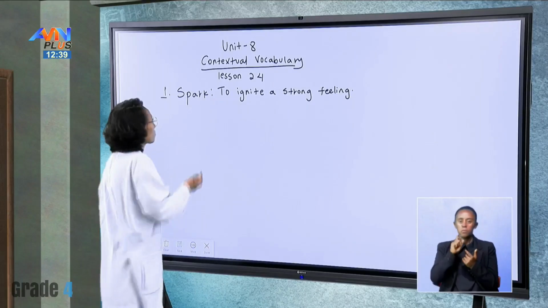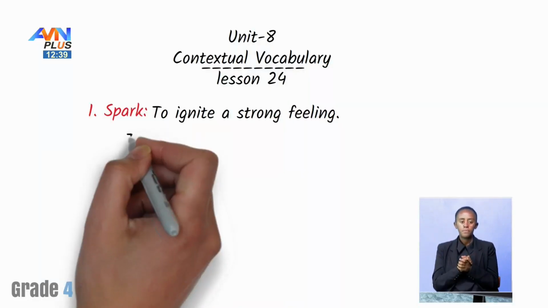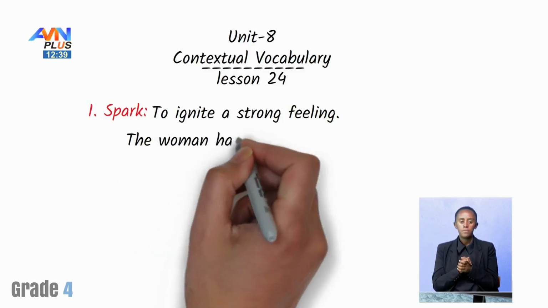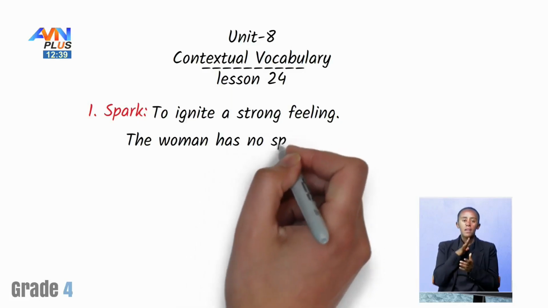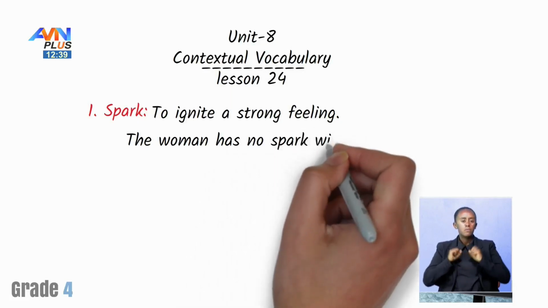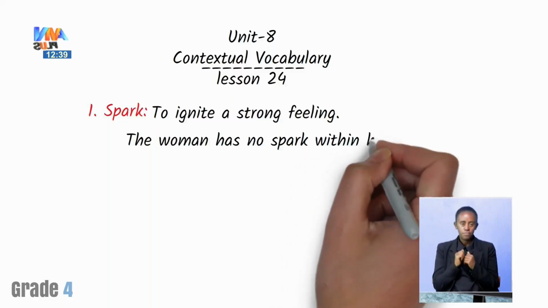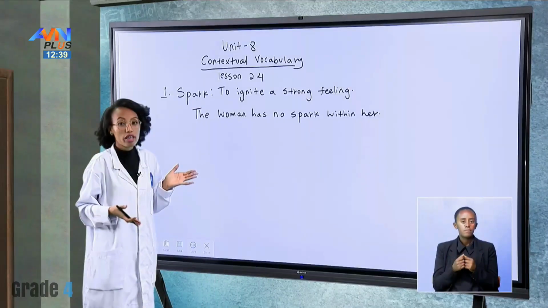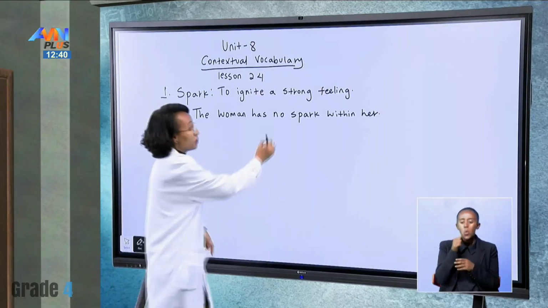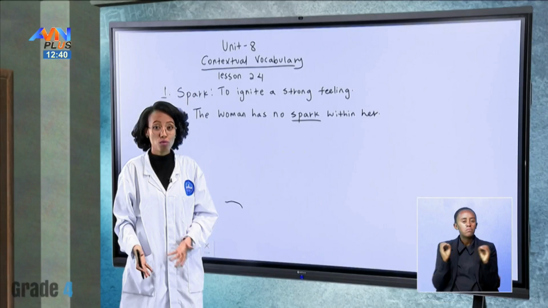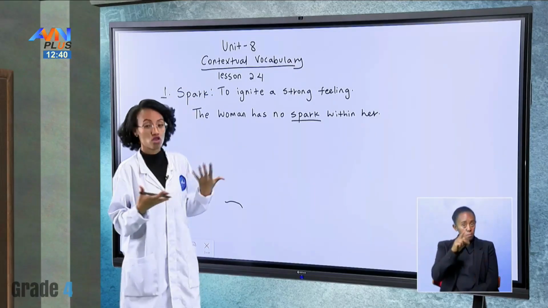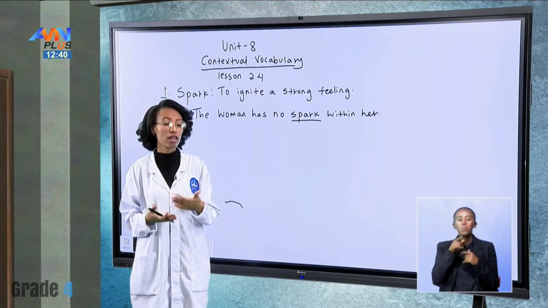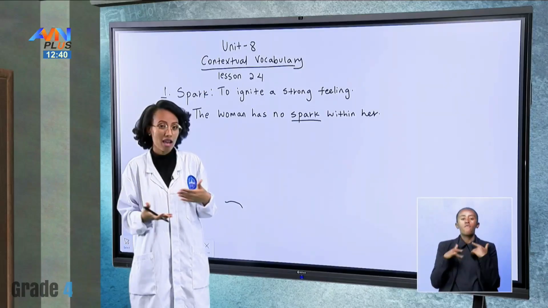For example, a woman has no spark within her. We're talking about, it seems this woman has what? It looks like she has no emotion whatsoever. So spark is strong feeling in this context. And it looks like she doesn't have that strong emotion, any kind of emotion.